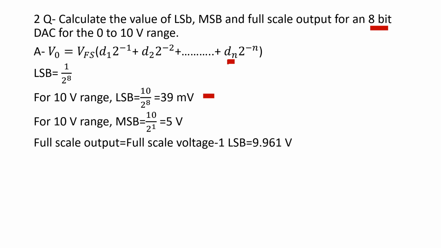So now if they have given the LSB, we can calculate the supply voltage. Multiply LSB into 2 to the 8. For 9 bit, it means 2 to the 9. Okay. Now MSB. MSB is what? D1 into 2 to the minus 1. So this is MSB; for 10 volt, 10 by 2. Okay, it is 5 volt. Full scale output is full scale voltage minus 1 LSB. What is the full scale voltage? 10 volt. What is 1 LSB? 39 millivolt. So it is 9.961 volt.